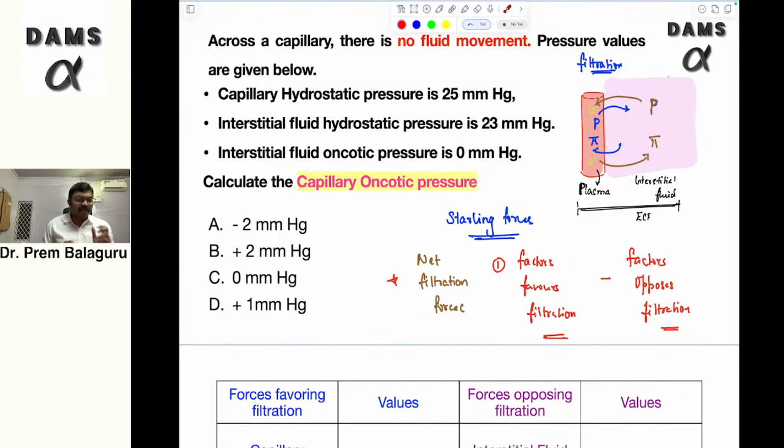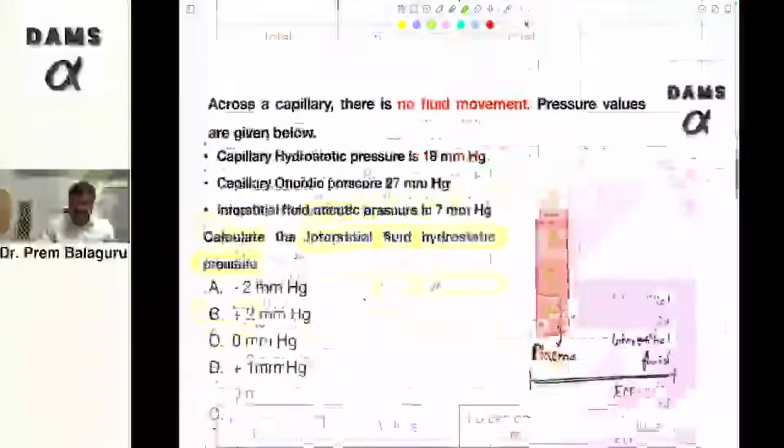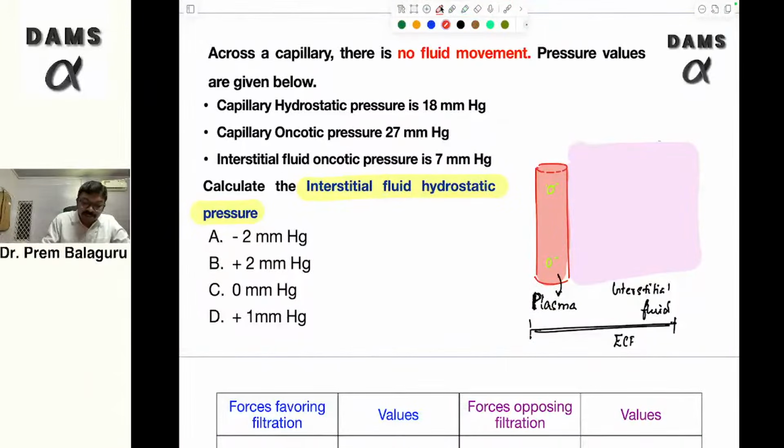Yeah, 27 IOP, 18 COP, 7 COP, 7 CHP. This is exactly it. When it comes to the first set of questions, the value was not very accurate as you guys were saying. It was 25, 23, 0. Doctors, just for a moment, let me make this very clear. The first question that you are solving is going to be based on a different value set, 25, 23, 0, and you got to calculate the value for capillary oncotic pressure. That's one set of values I received, and the second set of values is here. Capillary hydrostatic pressure is 18 millimeters of mercury, capillary oncotic pressure 27, interstitial fluid oncotic pressure 7, and you are supposed to identify the interstitial fluid hydrostatic pressure.